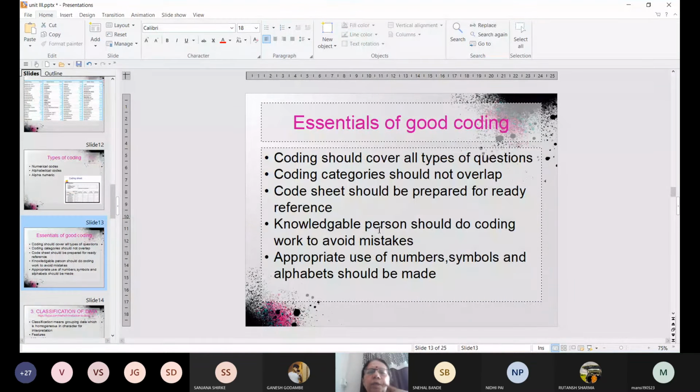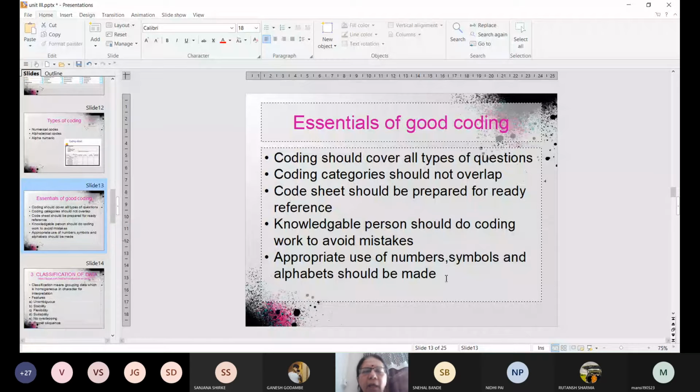If coding has to be proper, it should cover all types of questions. It should not overlap. There should be a coding sheet which is used as a ready reference. The person who is doing the coding should be experienced, so that he or she does not make any mistakes. And appropriate use of numbers, symbols and alphabets should be made. For example, my subject is business research method.